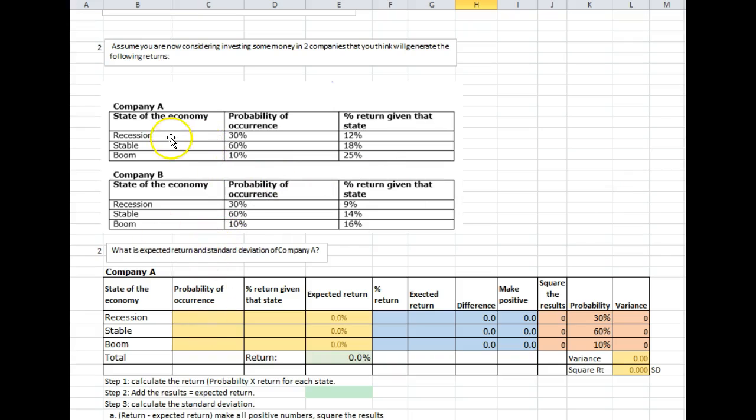So I want to know what the expected return is for company A first. And that's simply taking those probabilities, like the 30%, and multiplying them by the return of that probability. That's a plug and chug, and you'll notice this pops up as soon as I put that in. They're programmed, so you don't have to worry about doing that. You have to worry about getting the right number in the right place. And the final one is 10% times 25%. Okay, so that's step 1.